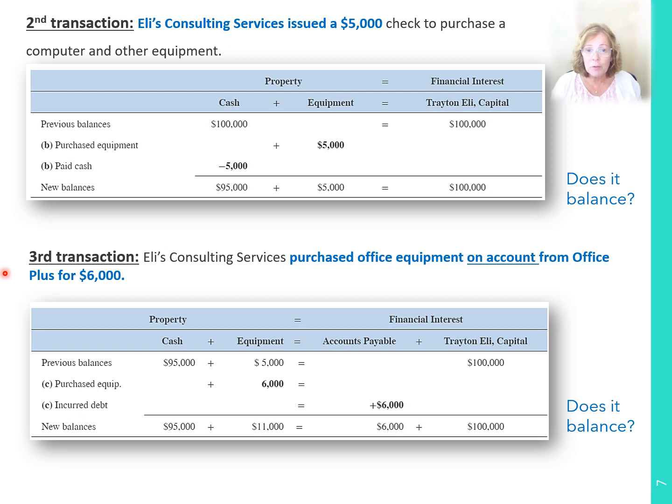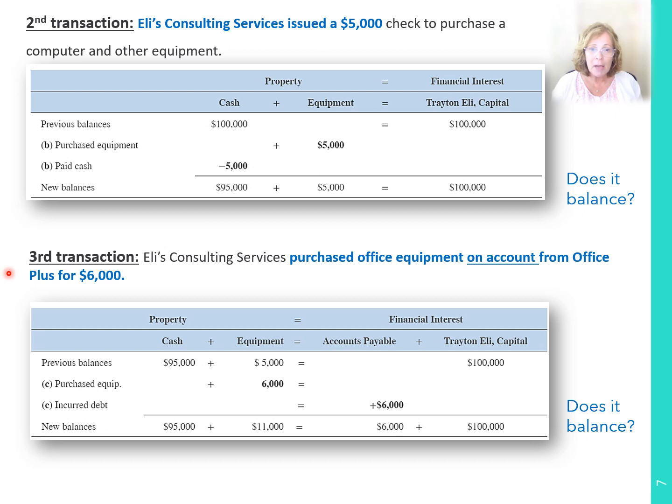Eli's Consulting Services purchased office equipment on account from Office Plus for $6,000. Buying on account means that you don't pay the full amount right now. However, we have to keep track of the amount owed and the equipment purchased. The firm purchased new property, equipment, for $6,000, which means that property increased. Eli's Consulting owes $6,000 to Office Plus, which means that the financial interest obligations also increased.